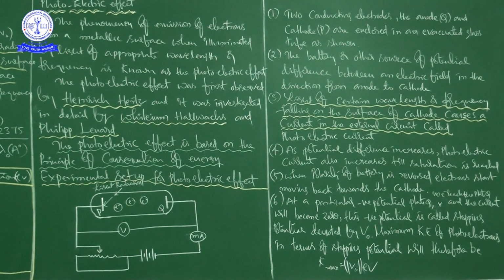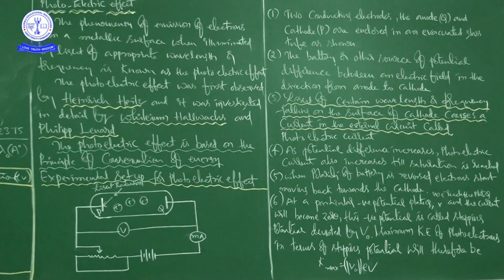One more important point: the kinetic energy of photoelectrons in terms of stopping potential. The maximum kinetic energy of photoelectrons in terms of stopping potential will therefore be equal to the stopping potential, and you observe that the modulus is there. So we are taking only the magnitude, the modulus of V0, and the unit is electron volt.